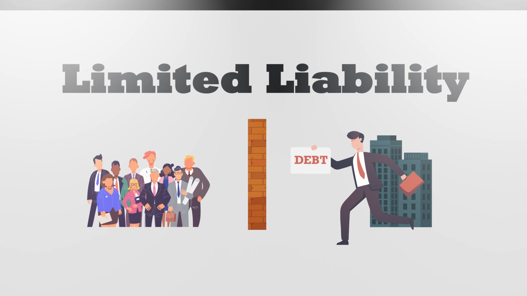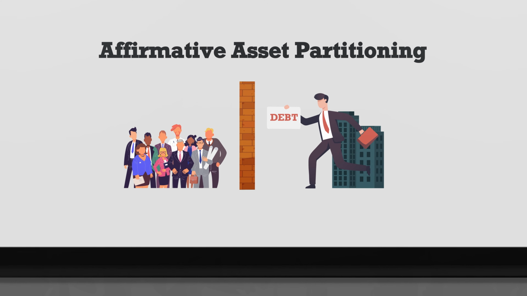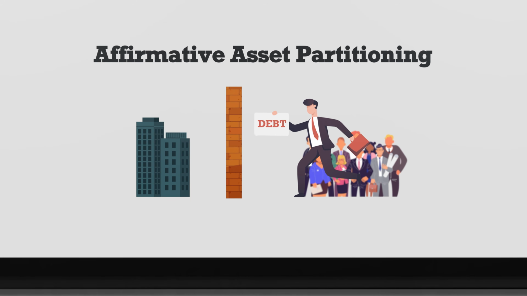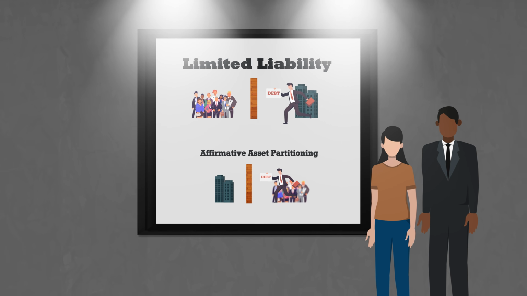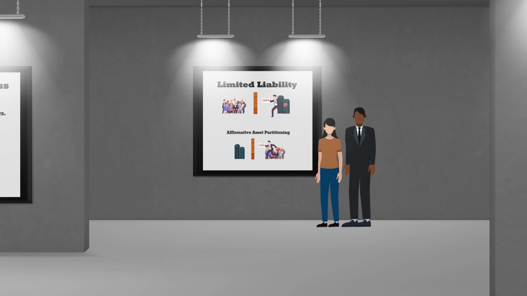In addition, there's a kind of corollary feature there, which is called affirmative asset partitioning. Affirmative asset partitioning is that the creditors of the individuals who form the corporation cannot go after the assets of the corporation. So if you form a corporation and you put some assets in it, your personal creditors as an individual cannot go after the assets of the corporation. So there's limited liability, which protects you from debts of the corporation as a founder. And there's affirmative asset partitioning, which means your own personal creditors cannot go after assets in the corporation.